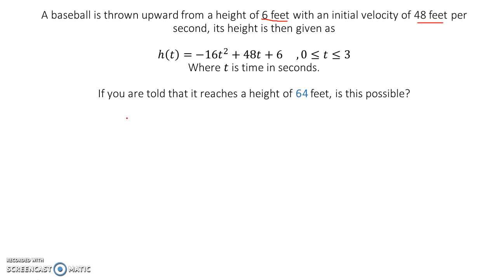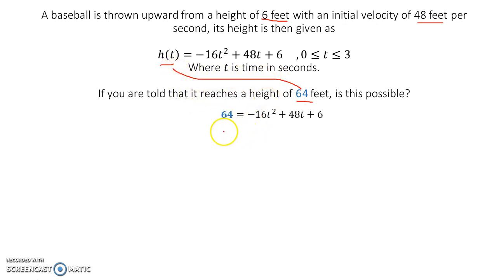Well, this is a quadratic equation. We have more than one way to actually answer this question. I'm going to actually work it in 3 different ways. The first way I'm going to do this is I'm going to just let my height be 64 feet. I'm going to plug this number in right there, and I'm going to solve this.